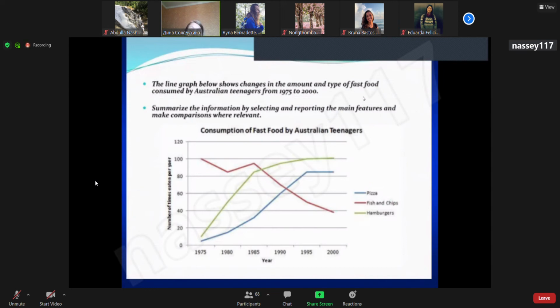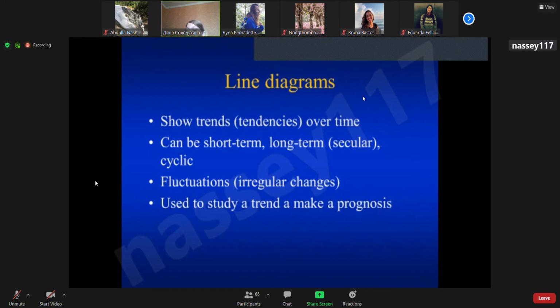Line diagrams are good to show trends over time. They can be short-term, for a short period. They can be long-term, which we call secular, and they can be irregular or cyclic, repeating the same trend. If they are absolutely irregular, it's called fluctuation. Line diagrams are also good to study prognosis, which means looking into the future: using the data set for previous years, we can make a good prognosis for the future time trend.